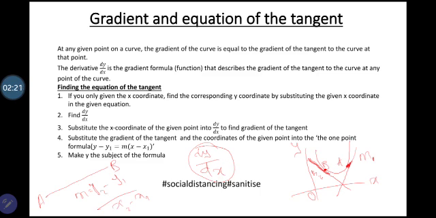So what do you do with that gradient formula? If you want to find the gradient at the point A, all you have to do is substitute the value of x at this point A in the dy/dx to get the gradient at this point. And if you have to find the gradient at the point B, then you substitute the value of x at the point B in your gradient formula, the dy/dx. Note that the tangent is just the line touching the curve, not intersecting, but simply touching the curve.